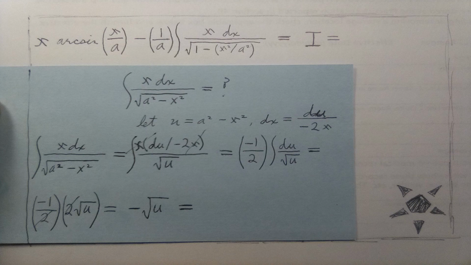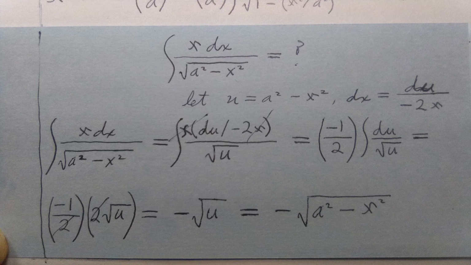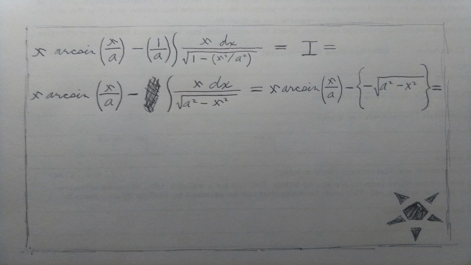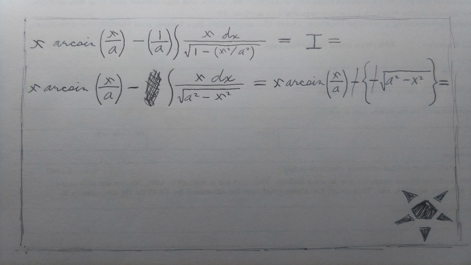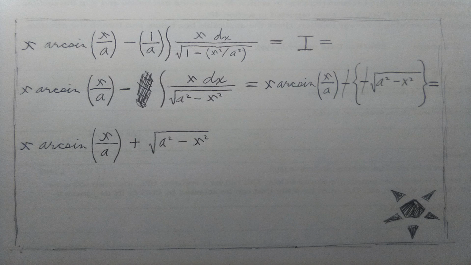Substituting back in for u, we now have minus the square root of the quantity of a squared minus x squared. Then, substituting back into the previous expression, we cancel out the minus signs on the right, and we are left with x times arcsine of x over a minus the square root of the quantity a squared minus x squared.